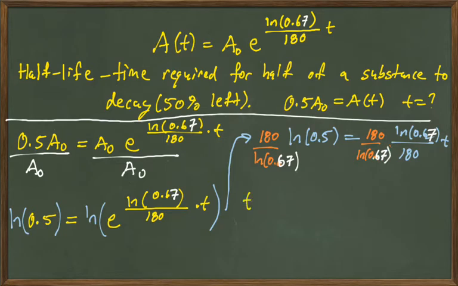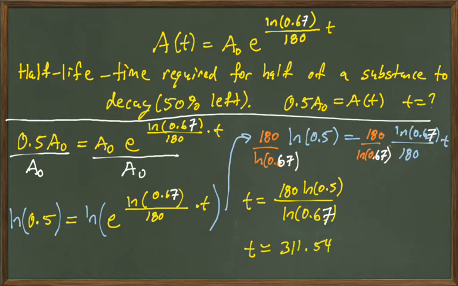Okay. So t will be approximately, well, here's our exact value: 180 times ln of 0.5 over the ln of 0.67. Okay. After plugging that into our calculator, that is about 311, about 312 days. I guess we'll give it 2 decimal places depending on what the problem's asking for. Okay. So that's the half-life. So about 312 days, that's how long it takes for half of the substance to decay.